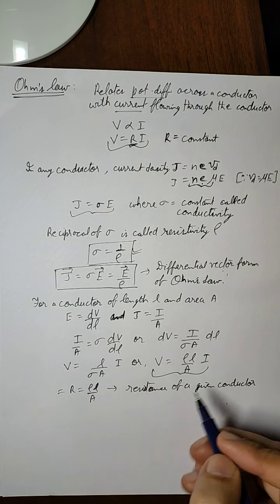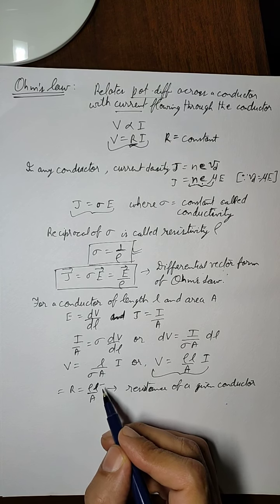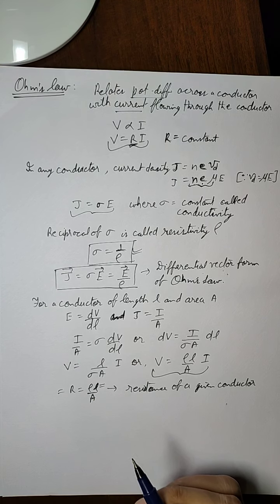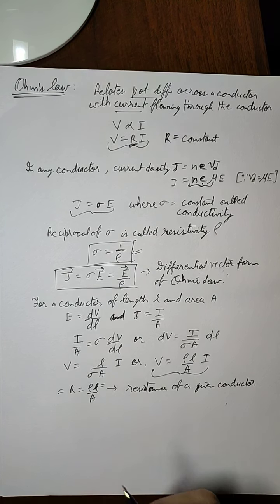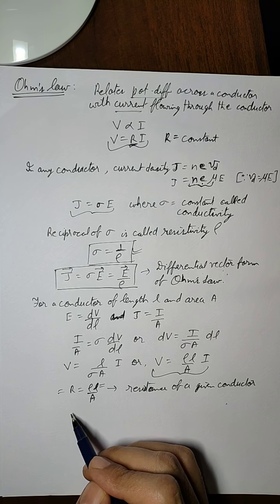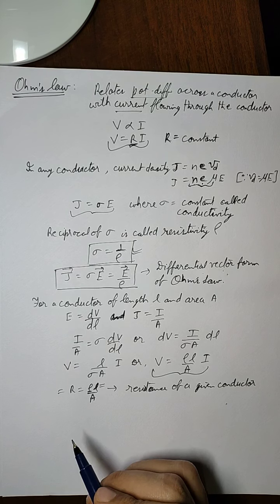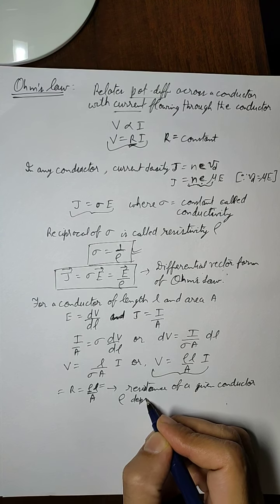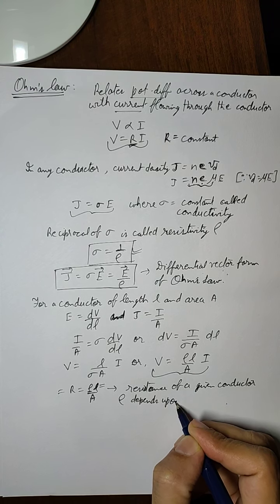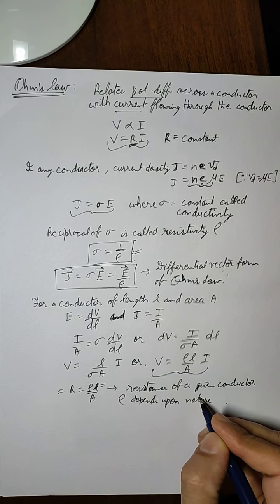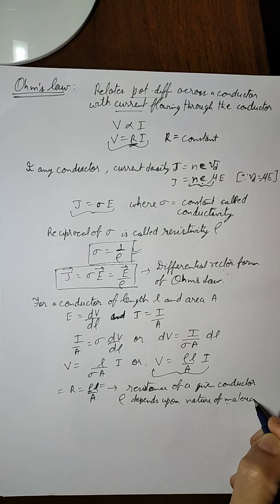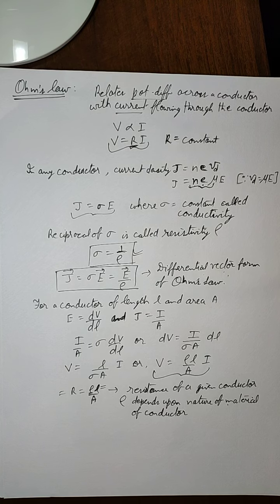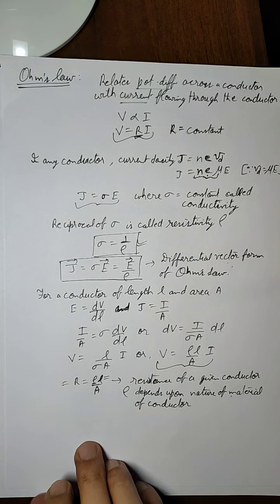This resistance, as the formula suggests, depends on the length of the conductor. If we change the length, the resistance will change. It depends on the area of cross section of the conductor. So if the conductor is thick or thin, then resistance will change. And it also depends on the resistivity of the conductor. The resistivity depends upon the nature of the material of the conductor. So we'll continue this topic on the next page.